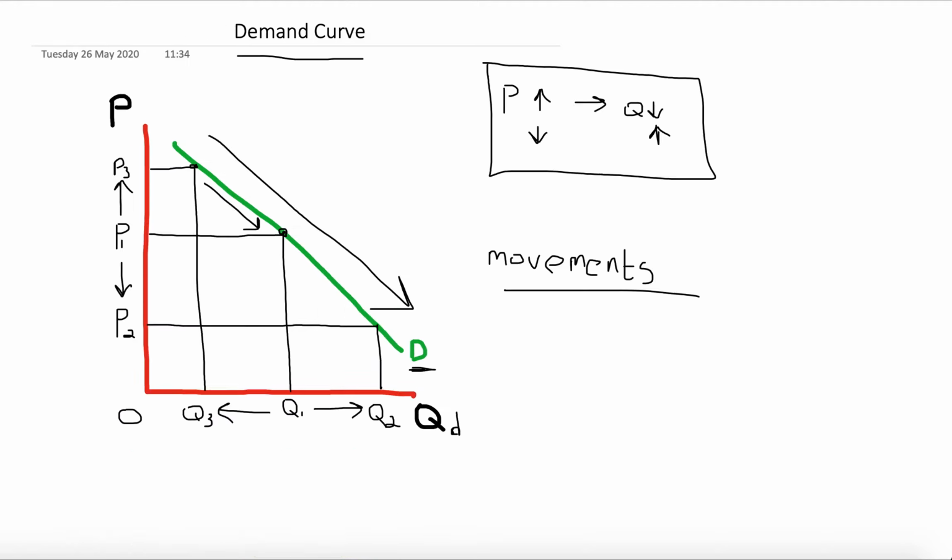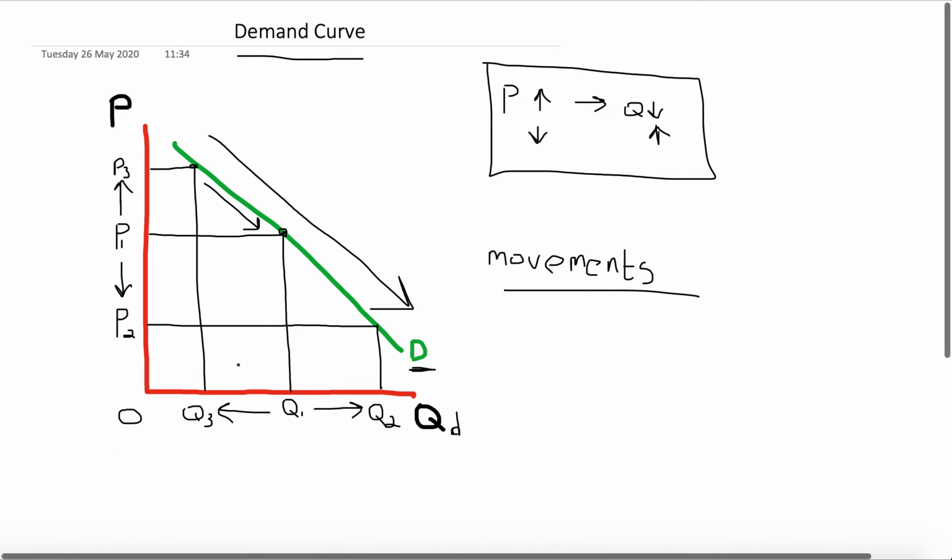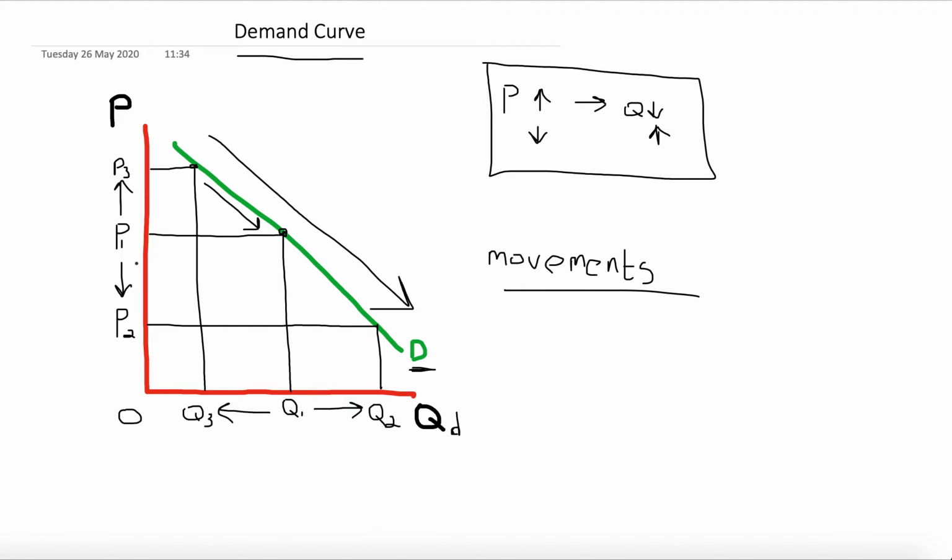Okay, so when we were looking at a movement, we were looking at a price change and how the demand changes. In this case, we're looking at a factor other than price. Okay, so a movement is a change in demand caused by a change in price.